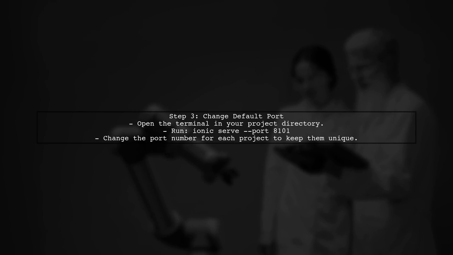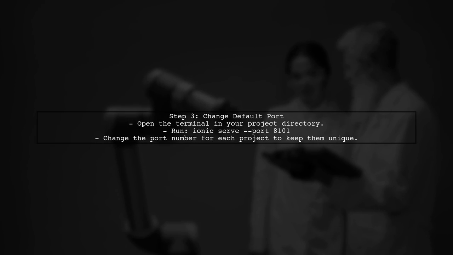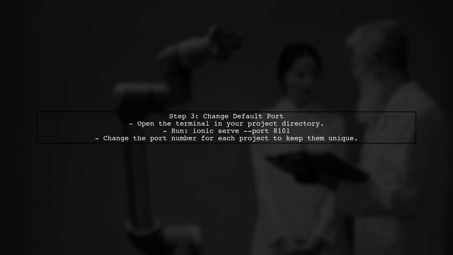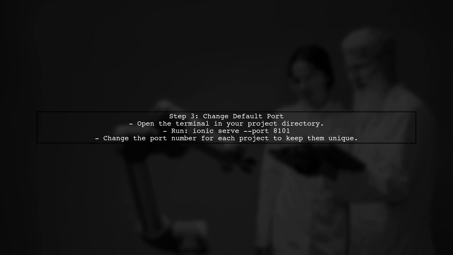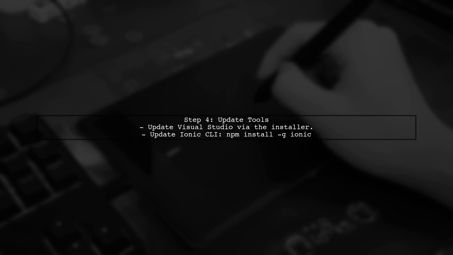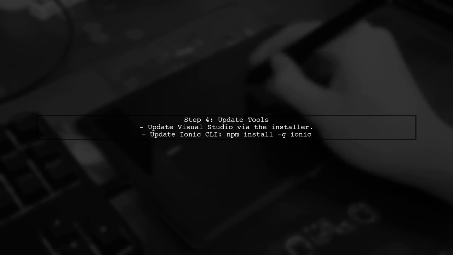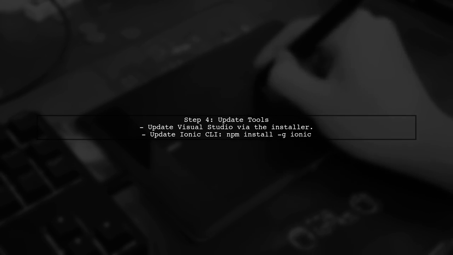If you are still facing issues with multiple Ionic projects, consider changing the default port for each project to avoid conflicts. Finally, ensure that your Visual Studio and Ionic CLI are updated to the latest versions, as updates often fix bugs and improve functionality.